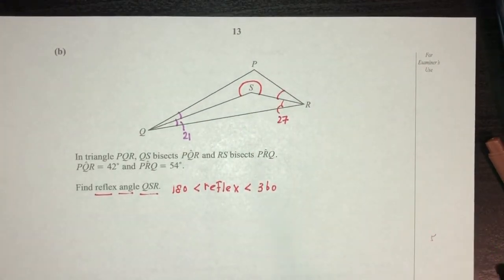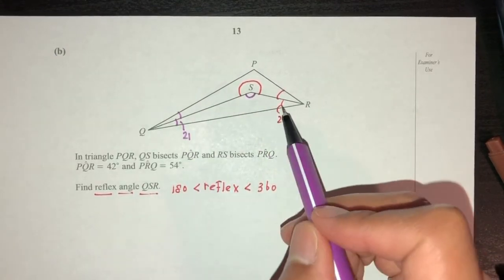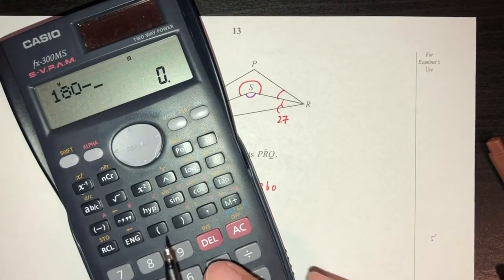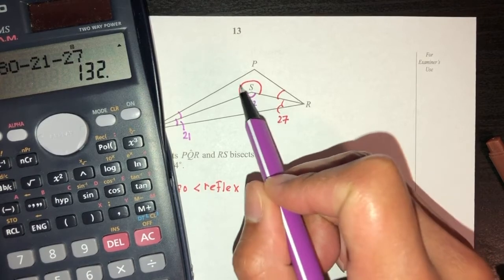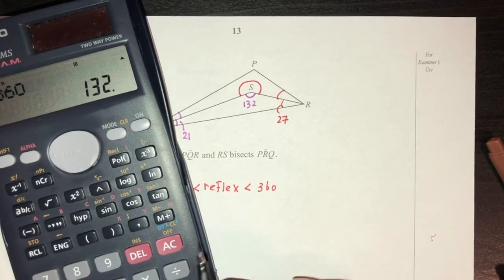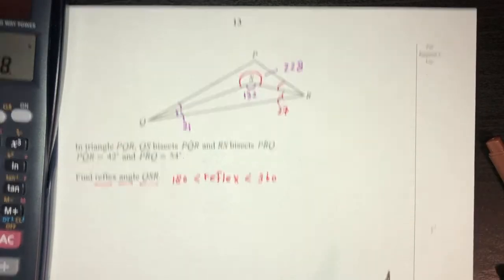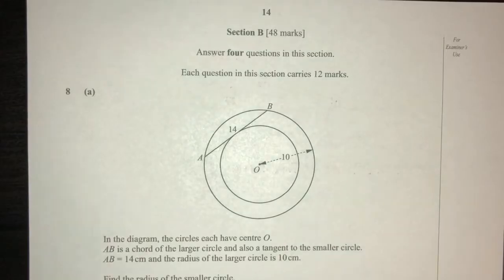Okay, so first we can find this angle. So this is 21, this is 27. This has to be the third angle of a triangle. That will be 132, and this will be 360 minus 132. That will be 228. So the answer here will be 228 for your reflex angle QSR. And this is your question number 7. So let's move on to question number 8, part A.